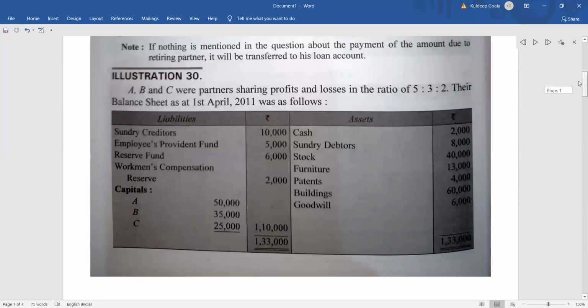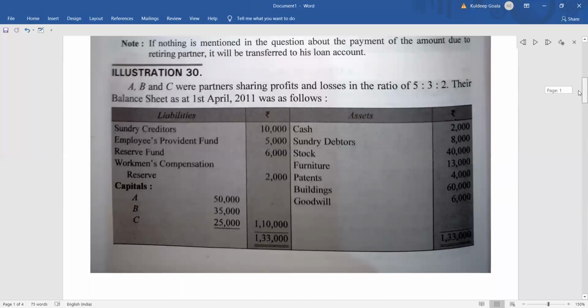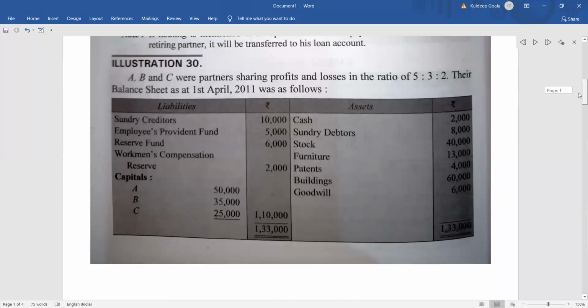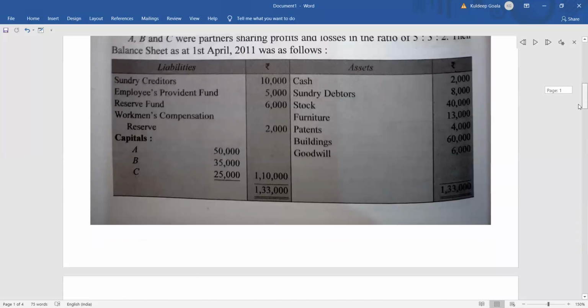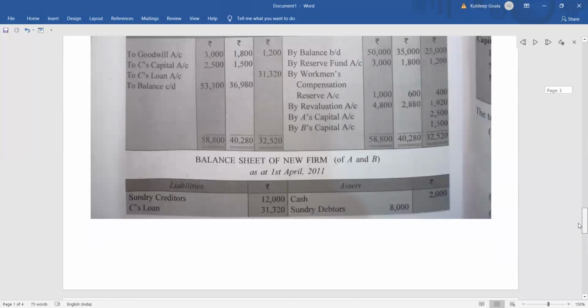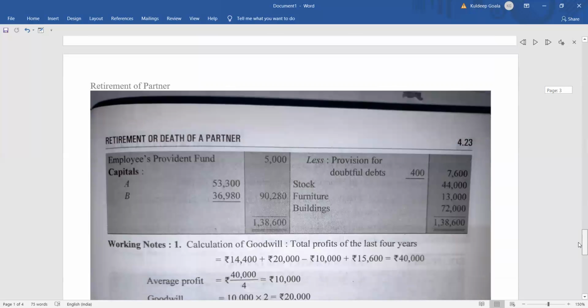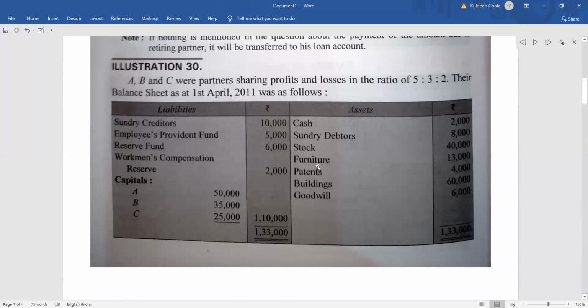Clear? Then moving on, there was stock of 40,000, and there was appreciation, right? How much? 10%. 10% increase on 40,000 means it will increase to 44,000. So stock was earlier 40,000, now it is 44,000, that is 40,000 plus 4,000. Furniture was 13,000, no change. Patent was valueless, so there is no need to write patent, nothing to write. Building increased by 20%, so it will now be 72,000. And goodwill is not there.